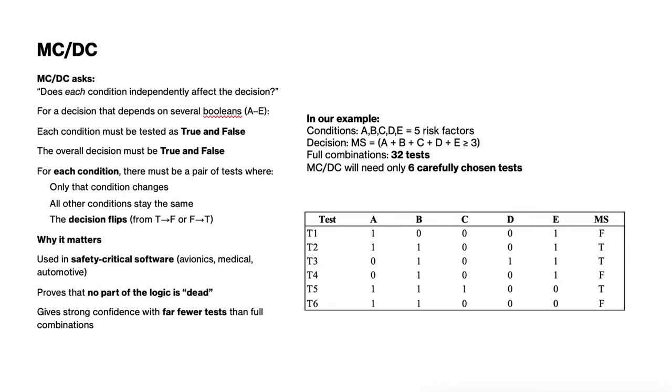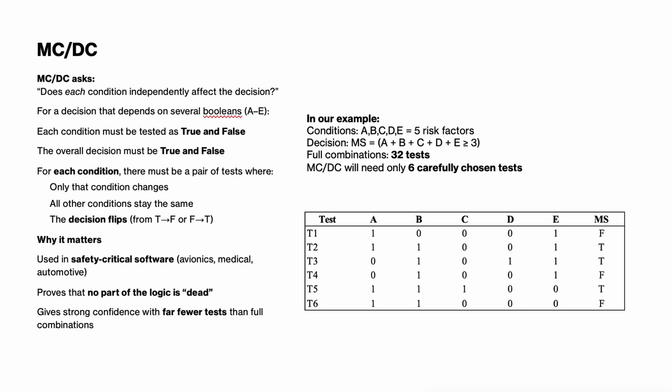Welcome back. So on this slide I'm introducing MCDC, Modified Condition Decision Coverage. MCDC basically asks one question: does each individual condition independently affect the decision? So if we have a decision that depends on several Boolean conditions, here I'm labeling them A through E, MCDC imposes three key rules.